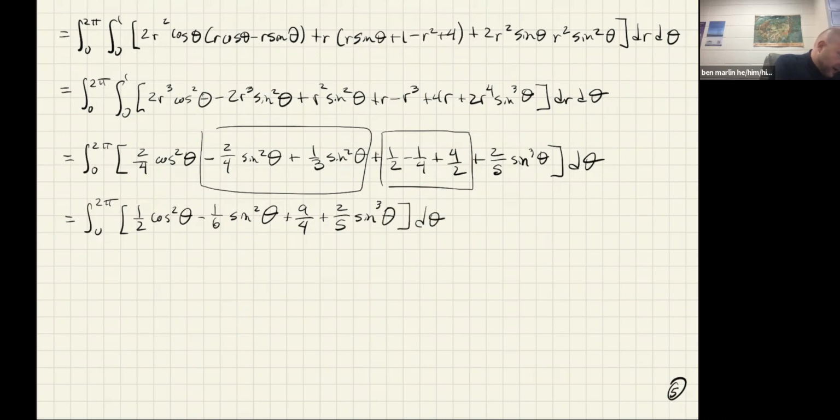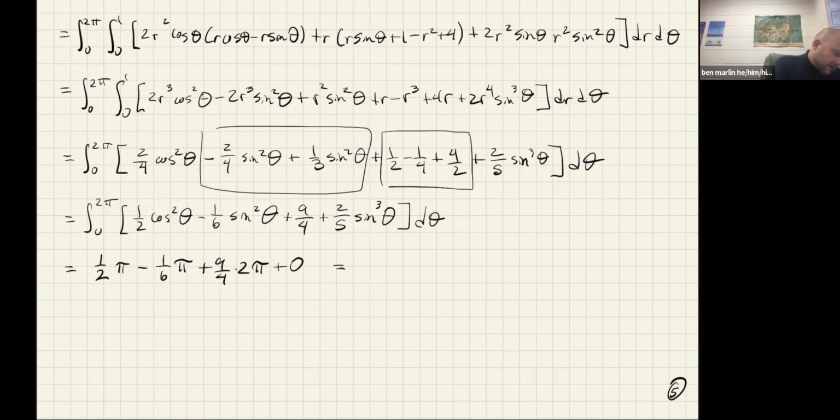All right. And now we're going to use our tricks about integrating 0 to 2 pi on powers of sine and cosine. And when we integrate this one and this one across 0 to 2 pi, we will end up getting pi. So we'll have 1/2 pi minus 1/6 pi plus 9/4. Now that one will just get multiplied by 2 pi because it didn't have any sines and cosines with it. And then this one here, you would change that into sine squared times sine theta, and then do a u substitution, and you'll end up getting 0 out of it.